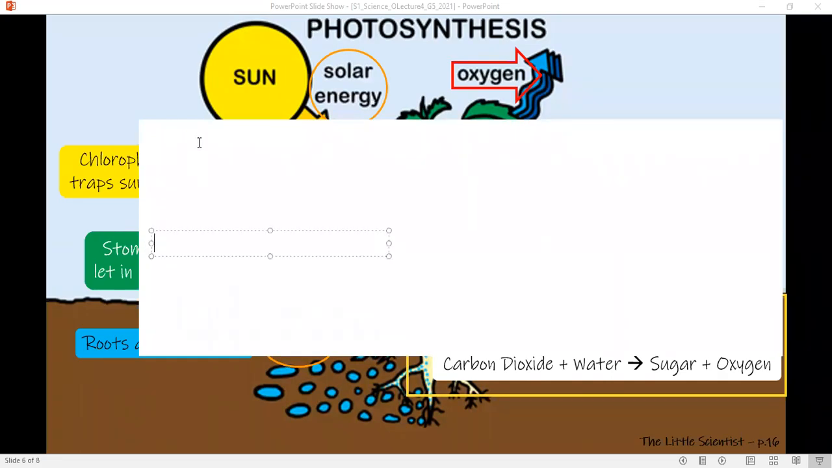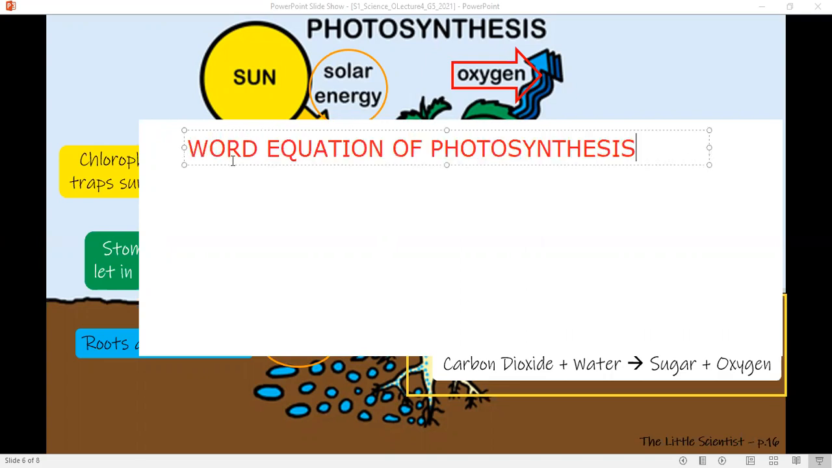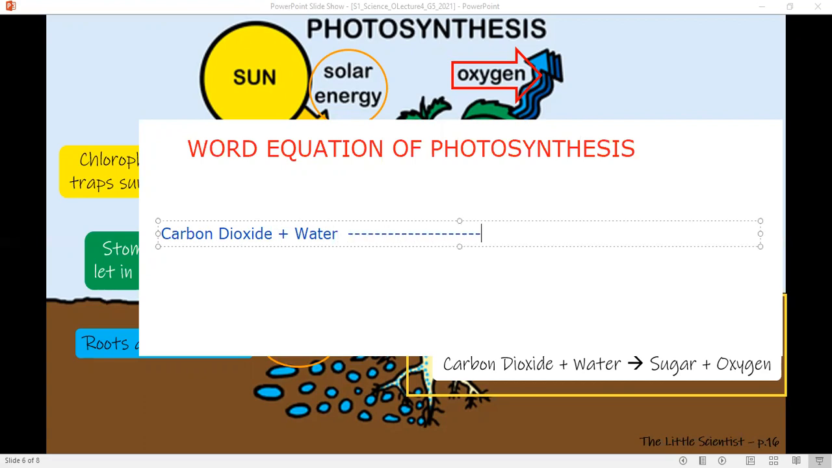So this is the word equation of photosynthesis. How do we write the equation of photosynthesis? Plants combine carbon dioxide with water to give what? To give a kind of food, which is sugar, and to release oxygen to the outside.